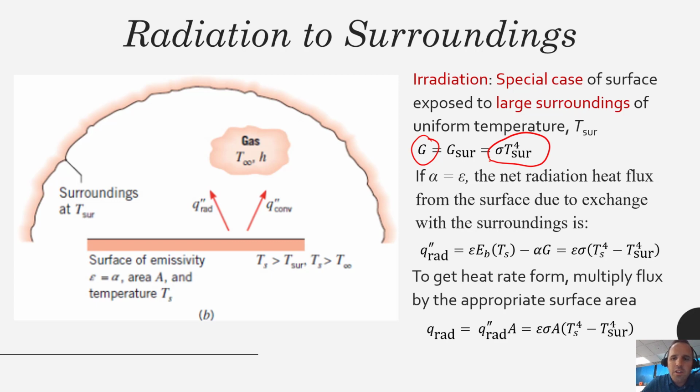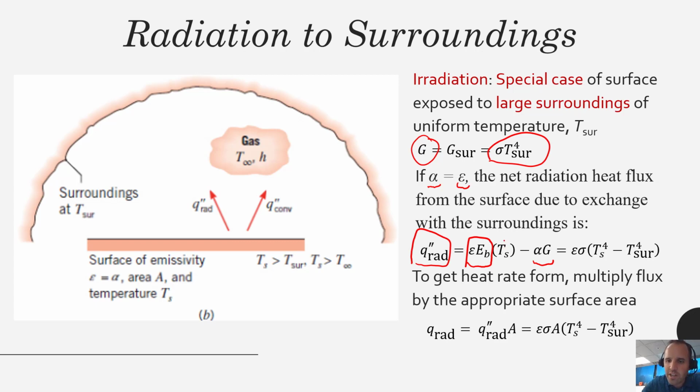We can also make another assumption that if alpha, the absorptivity of our surface, is equal to epsilon, the emissivity of our surface, then we can greatly simplify this equation. So the net radiative heat transfer from our surface to the surroundings would be what it's emitting minus what it is absorbing. And if we were to plug in, so this E_b of T_s in parentheses means the emissivity of a black body as a function of the surroundings temperature.